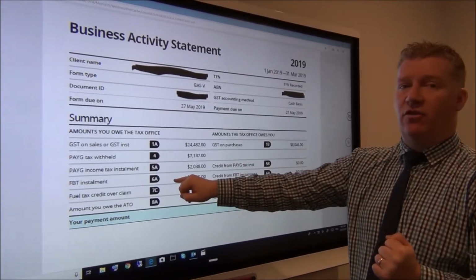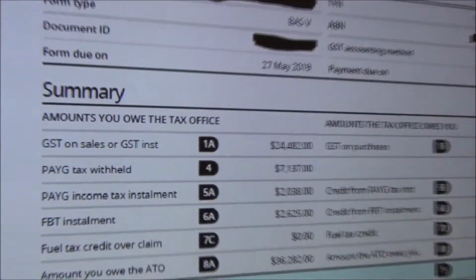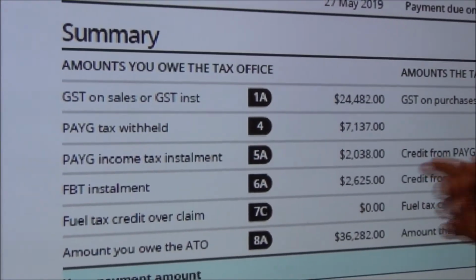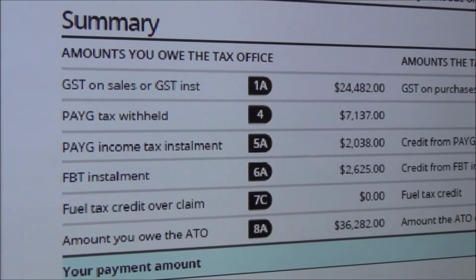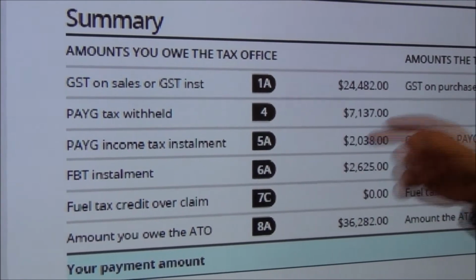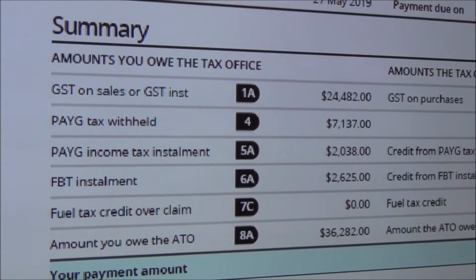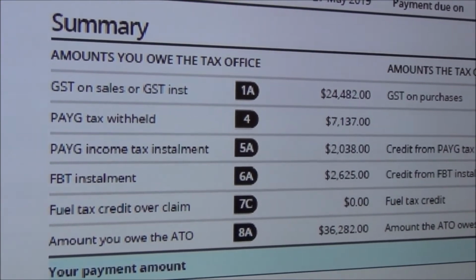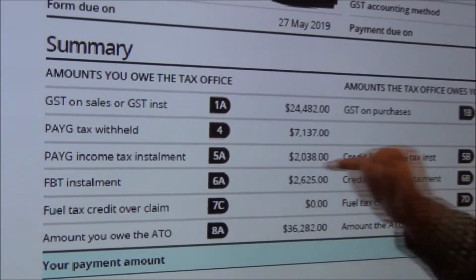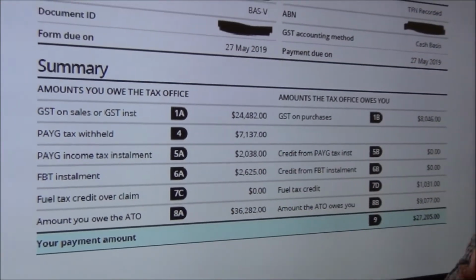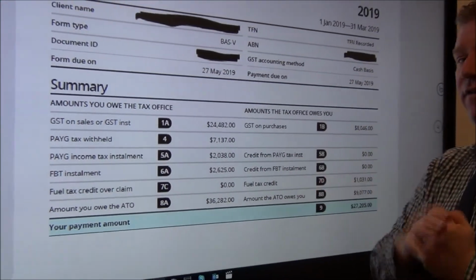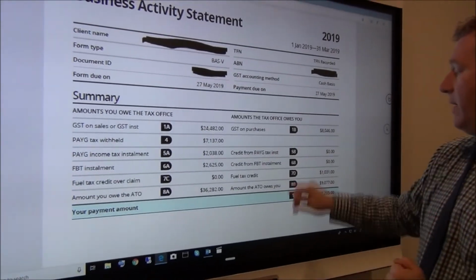Next, we've got FBT installment. This won't apply to a lot of businesses, but it applies to some. Where you have fringe benefits tax, you make an instalment each quarter, similar to the PAYG installment, paid on a quarterly basis. End of the year, there's an assessment about how much fringe benefits tax you're liable for, take off the installments, and then that will be a payable or a refund at the end of the year.